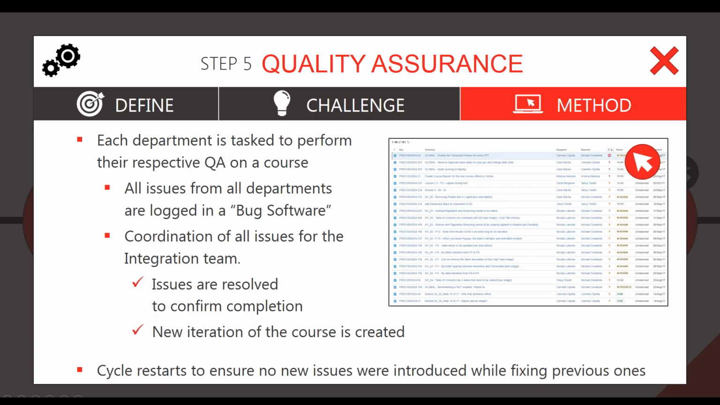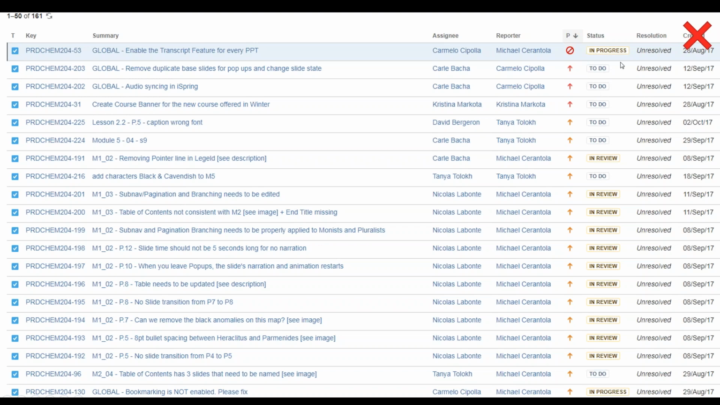So each department internally is tasked to perform their respective QA, like I mentioned, and we log all of these issues in a bug tracking software called Jira, which is from Atlassian Marketplace. And this allows us to see who the reporter was, if the status is still to do, or if it's being worked on, or they can tell us that it's in review and we can check it. And it also shows the priority. Is it medium, high priority? Is it a showstopper? So this also helps the integrator working on the project prioritize the ways he'll fix the issues depending on what's major and what's minor.